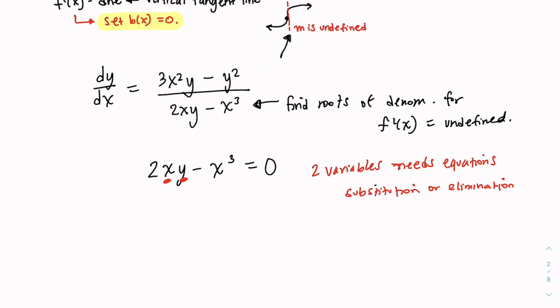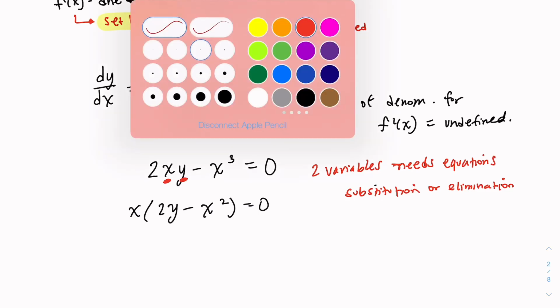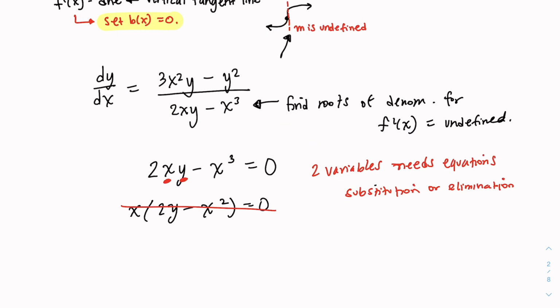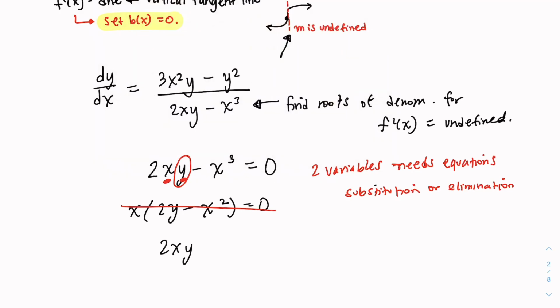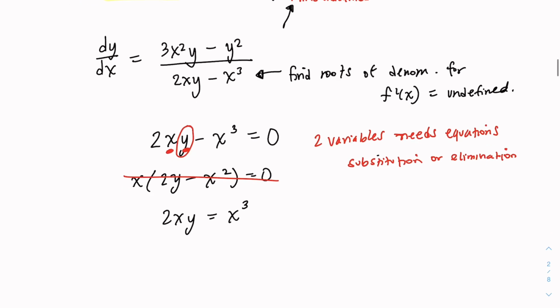So one thing I could try doing is factoring out an x. But notice I'm no closer to solving for x or y. I haven't gotten anything really by itself. So let's try a different strategy. Since there's only one y, my best hope is to get y all by itself. And I'll do that by moving the x cubed and then dividing both sides. So I found that y equals x cubed over 2x. These x's will cancel, leaving me with x squared over 2.